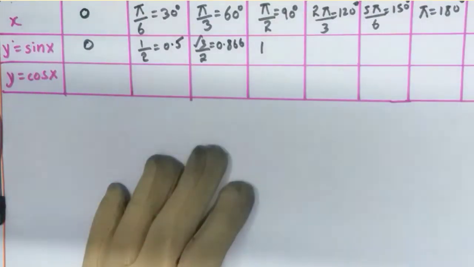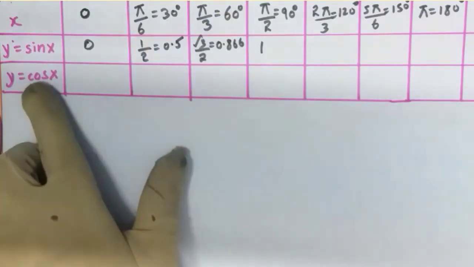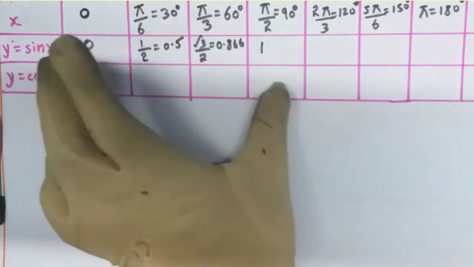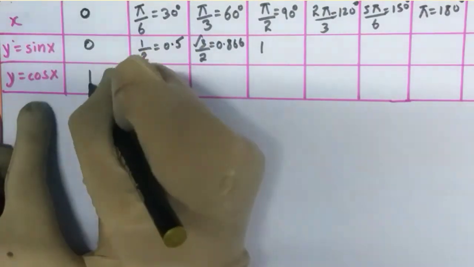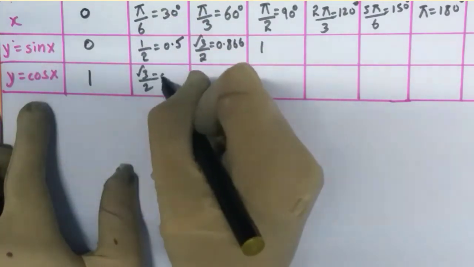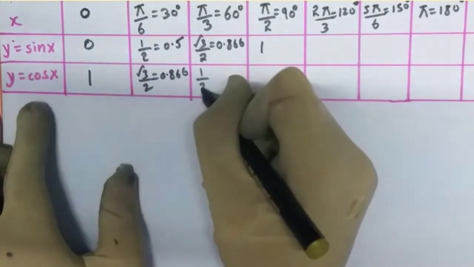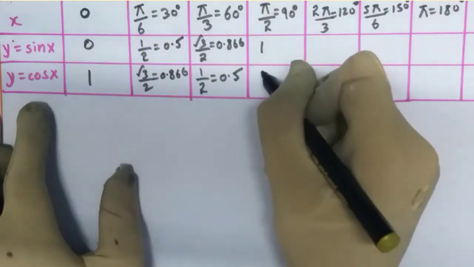Sin 120. Now, before coming to sin 120, first let us write the cos 0, cos 30, cos 60 and cos 90 values also, because we know all these values from 0 to 90 from the table. So what is cos 0? We know cos 0 is 1. Cos 30 is root 3 by 2, which we just got as 0.866. Cos 60 is 1 by 2, which equals 0.5, and cos 90 is 0.